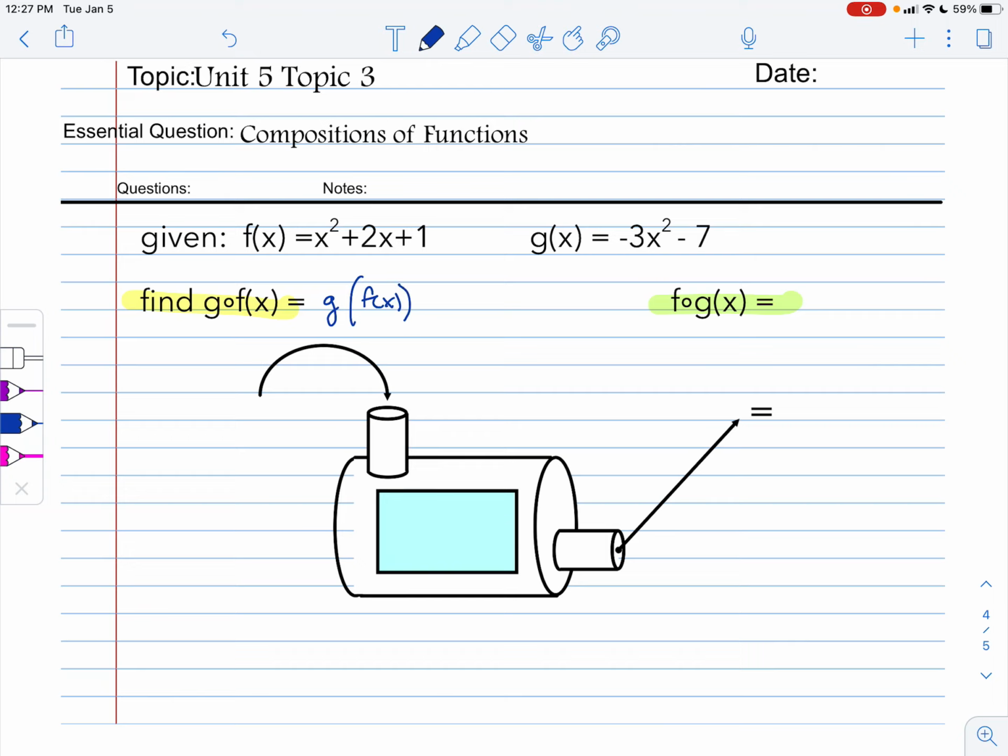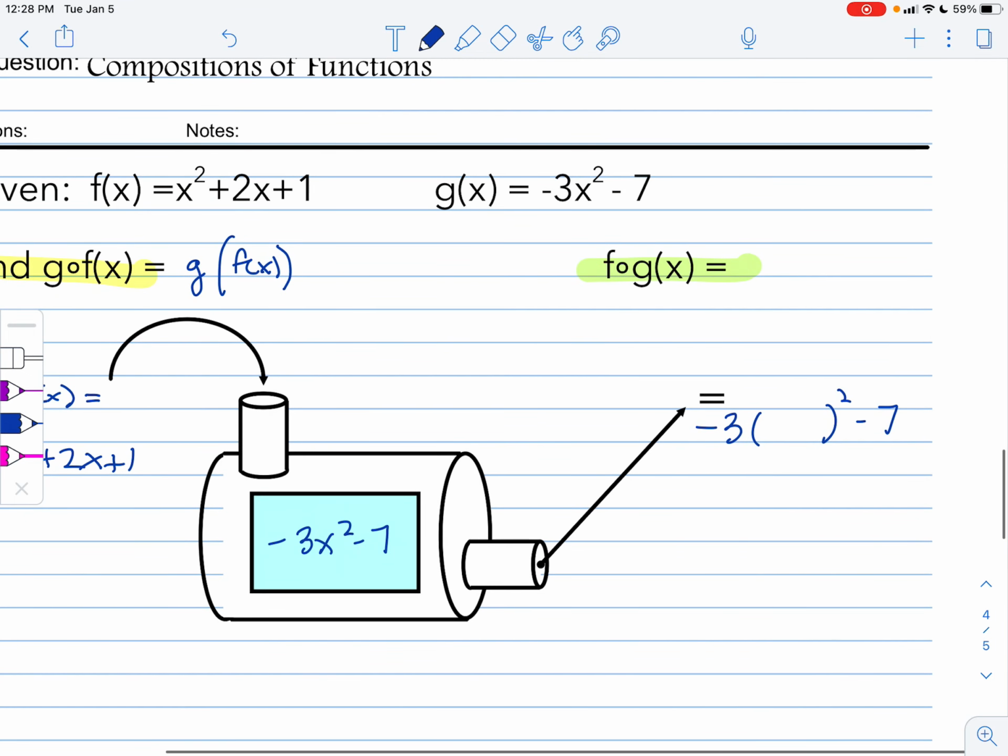So what's going in my function machine first? Let's do the yellow one first. My function machine is going to be my function g, and what I'm plugging in is my function f, which is the expression x squared plus 2x plus 1. So now I write it out for myself. And what goes in my empty parentheses? I did not leave myself enough room. Story of my life.